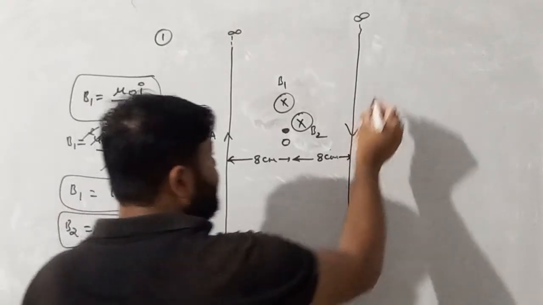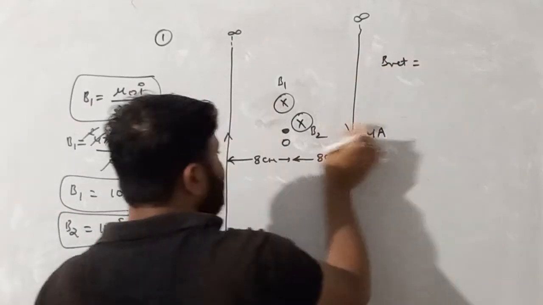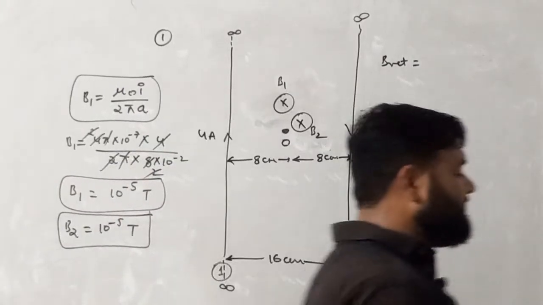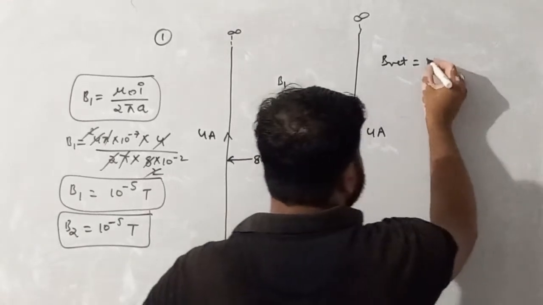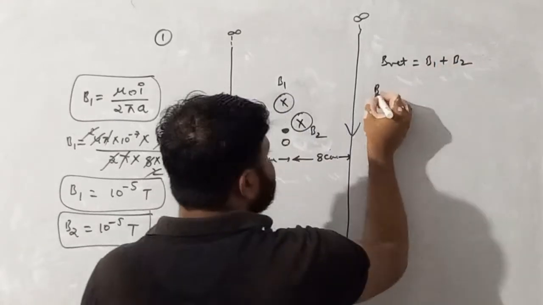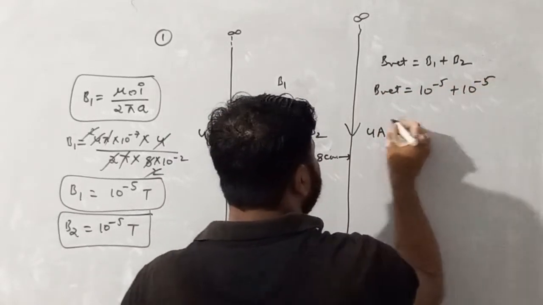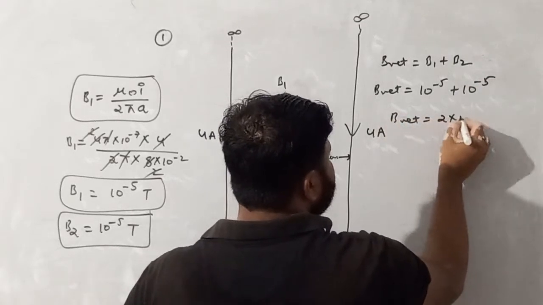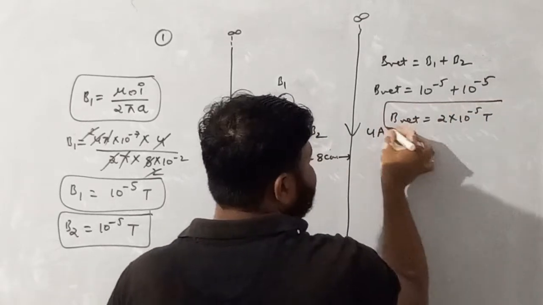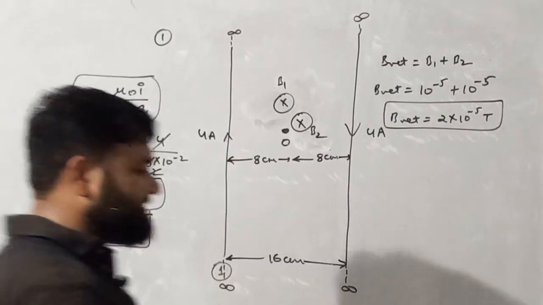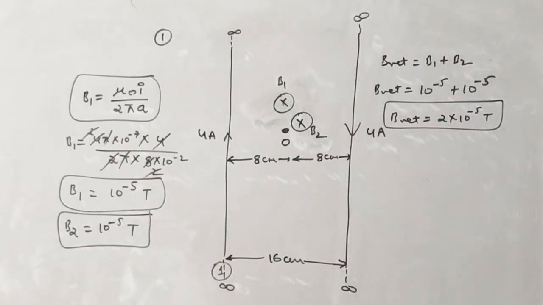So the net magnetic field due to both the wires: the magnitude of magnetic field is same and the direction of magnetic field is also same. So B net equals B1 plus B2. So B net equals 10 raised to the power minus 5 plus 10 raised to the power minus 5. So we can write it as 2 into 10 raised to the power minus 5 Tesla. This is the value of magnetic field at the center of the current carrying infinitely long wires. I hope you all understand.